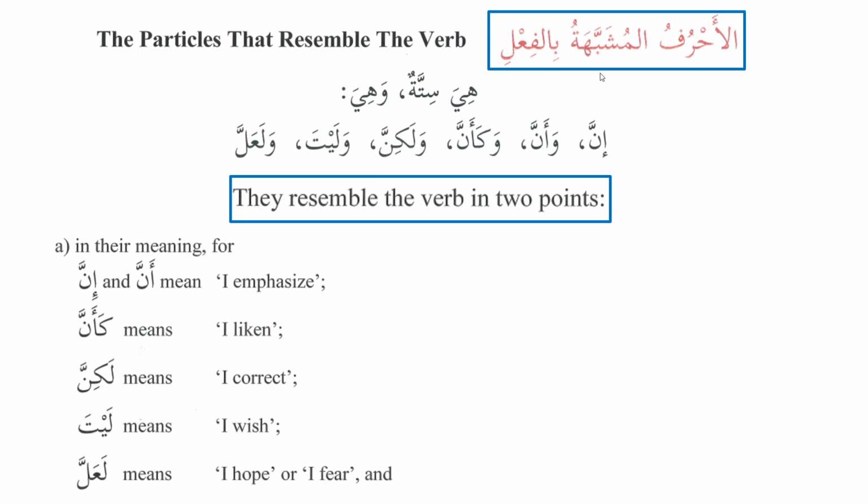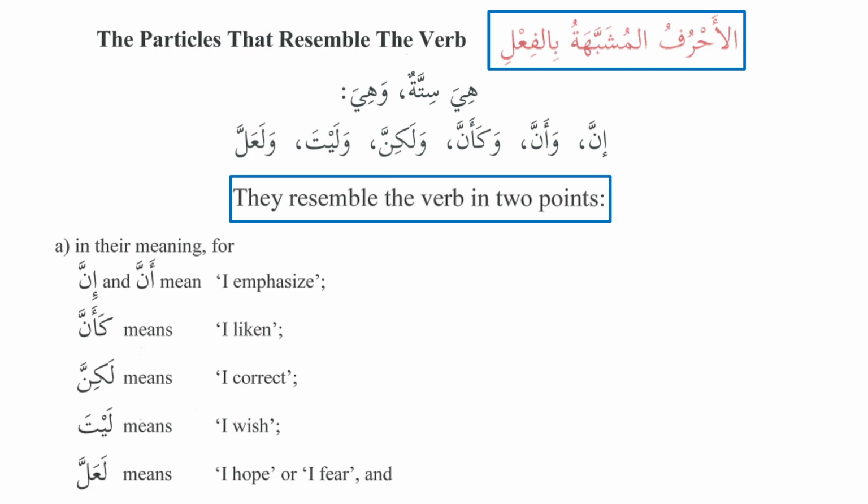Alright, so after that we move on to something we have been discussing from the beginning of book number 2. Al-ahruf, or hurufun, it has two plurals, plural of harf. Al-mushabbahatu bil-fi'li, the particles that resemble the verb. Hiya sittatun wa hiya inna wa anna wa ka'anna wa lakinna wa layta wa la'alla.